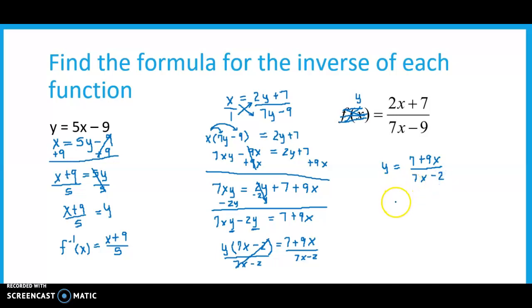If I want to write this in function notation, I can replace that y with an f inverse because I have switched the role of the variables. I have found the formula for the inverse. So f inverse of x is 7 plus 9x divided by 7x minus 2.